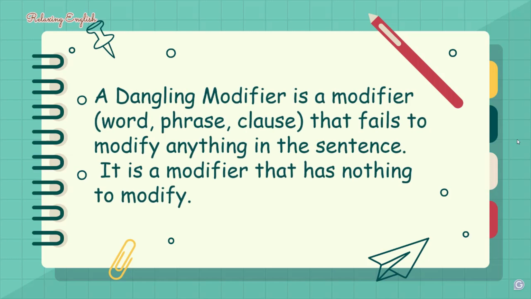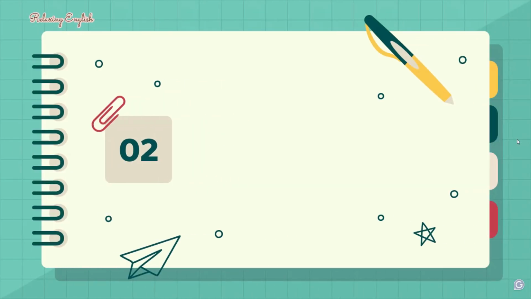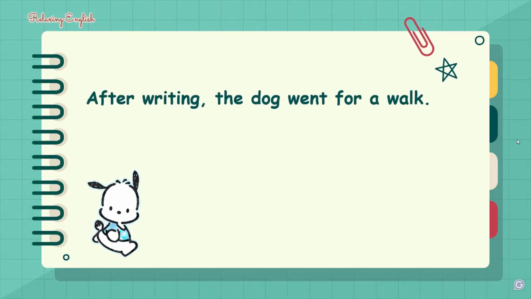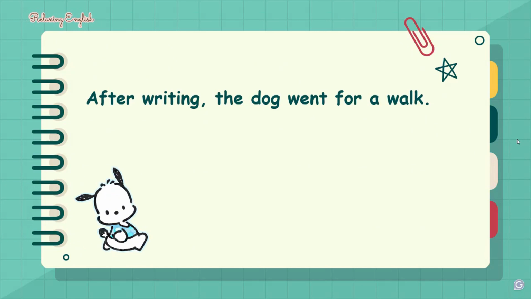A dangling modifier is a modifier, which can be a word, phrase, or a clause, that fails to modify anything in the sentence. It means that it is a modifier that has nothing to modify. To understand this concept clearly, I will show you some examples. For example, look at the example together.